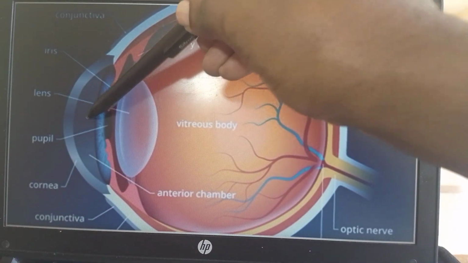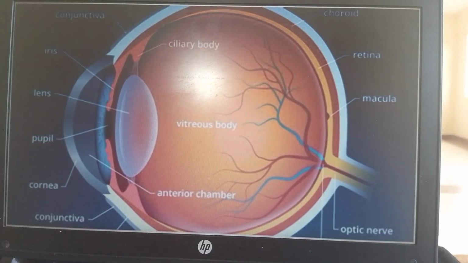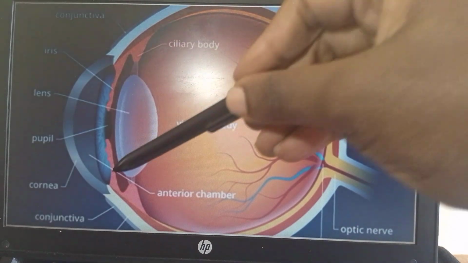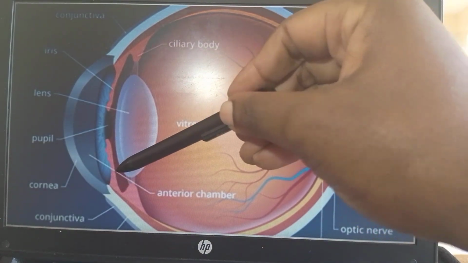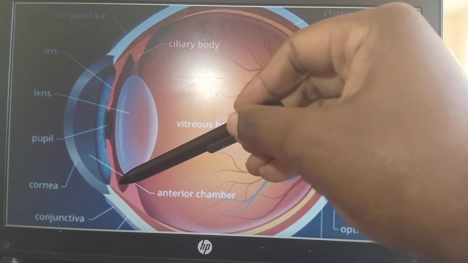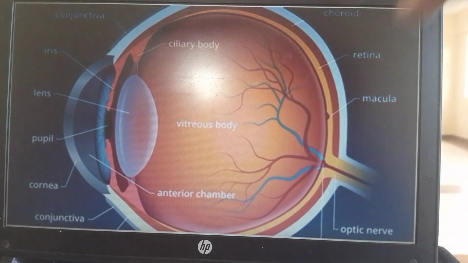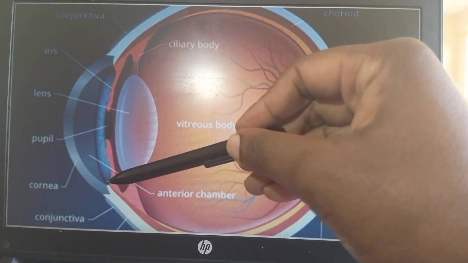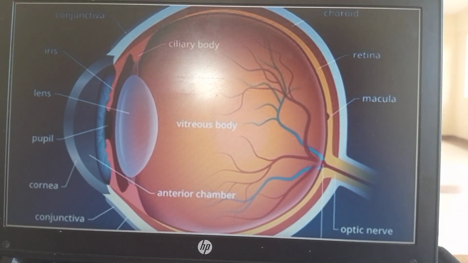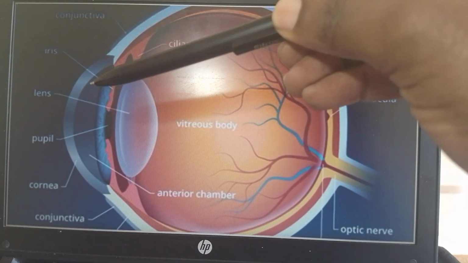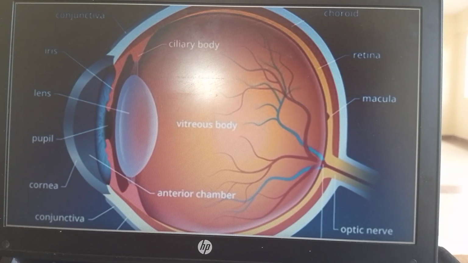These two chambers, the anterior and the posterior, contain a transparent fluid known as the aqueous humor. The aqueous humor is produced at this point here. This is the ciliary body. It contains ciliary processes whose function is to produce aqueous humor.